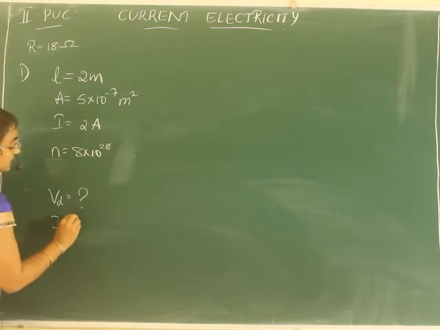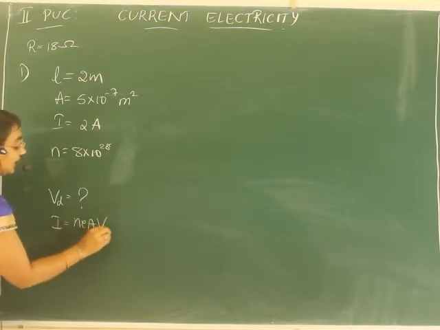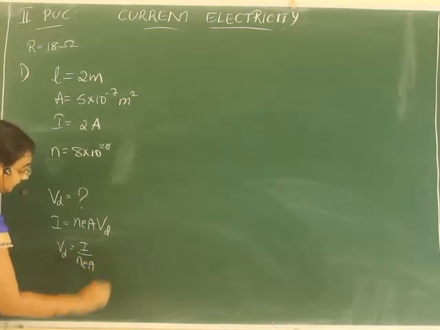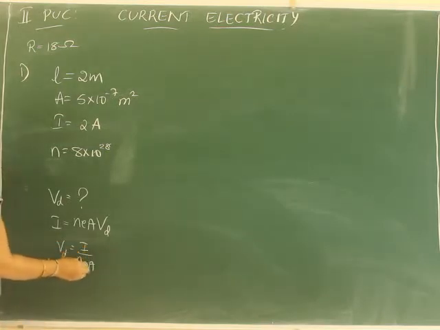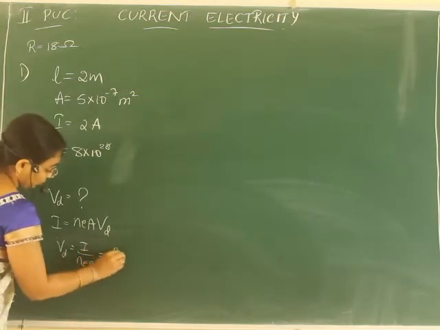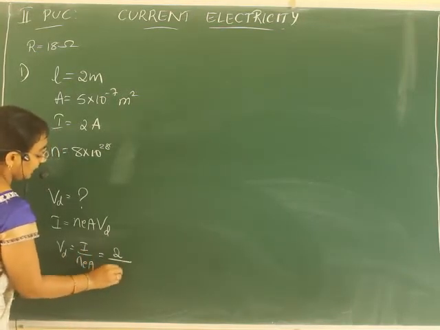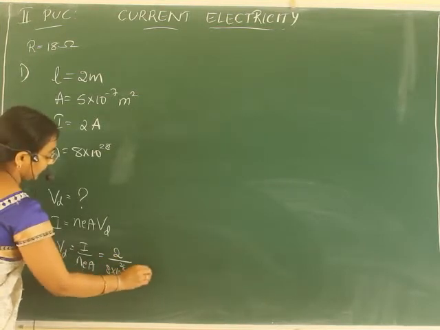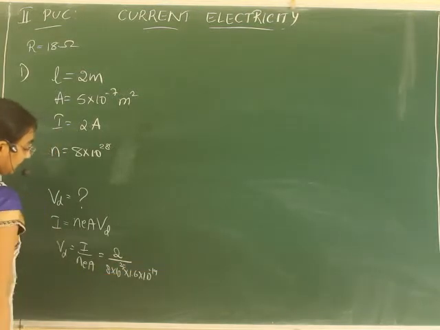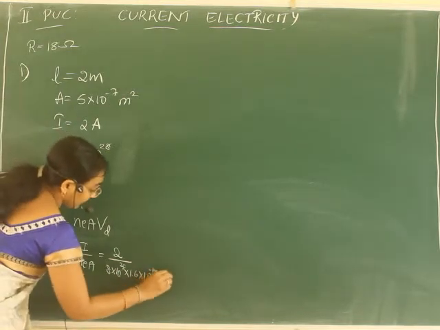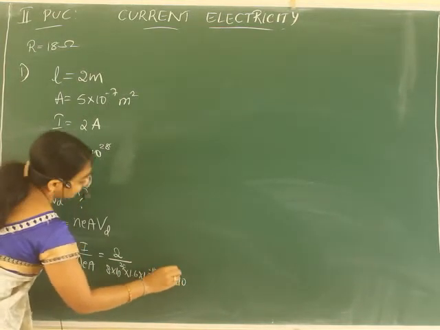We know that I is equal to NEAVD, correct? So can I calculate VD like this? I by NEA. Because I know N, I know E, I know A, I know I. So if we substitute, what do we get? 2 divided by 8 into 10 to the power 28. Charge of the electron, 10 to the power minus 19. Then area of cross section, how much? 5 into 10 to the power minus 7.